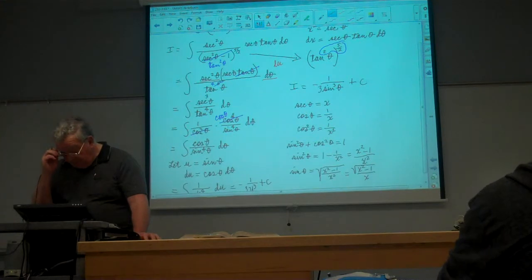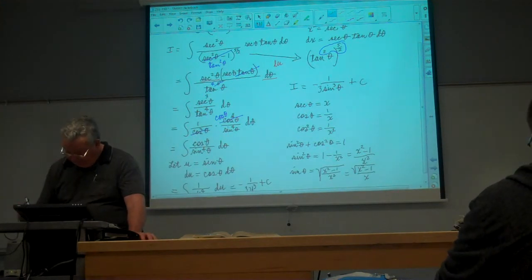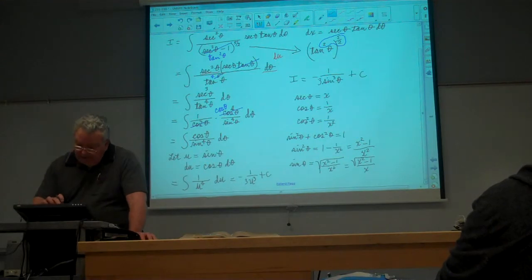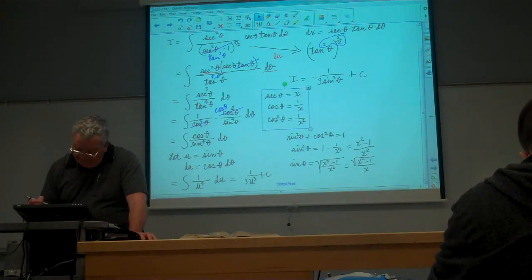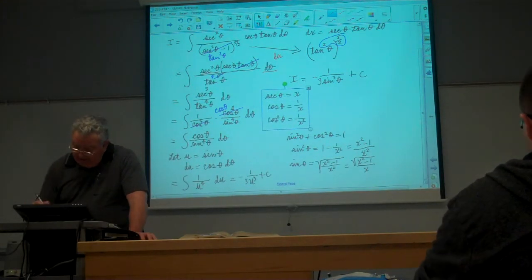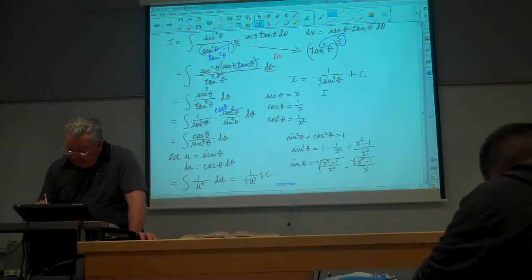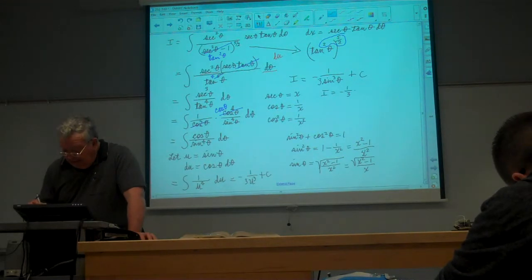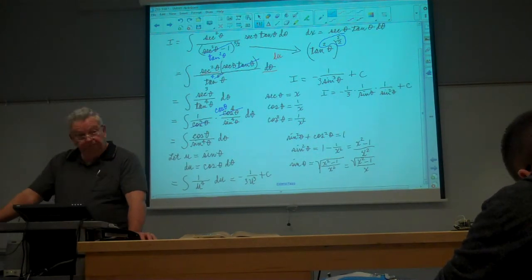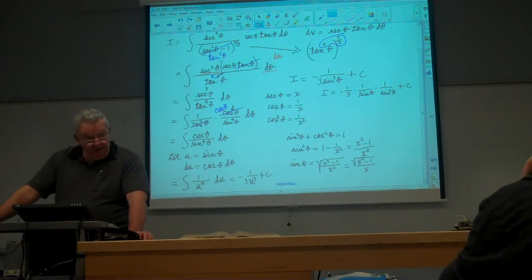And then that means that, where am I going to put I? That means then that I is equal to minus 1/3 times 1 over sine theta times 1 over sine squared theta plus C. Do you see what's about to happen?